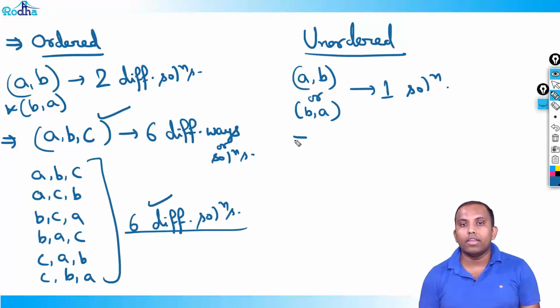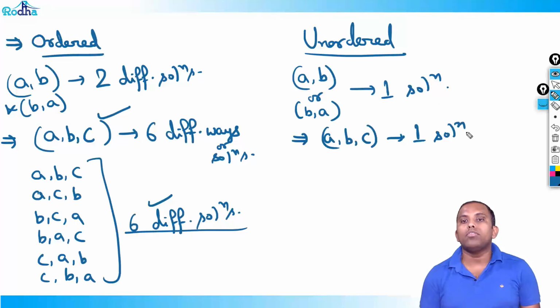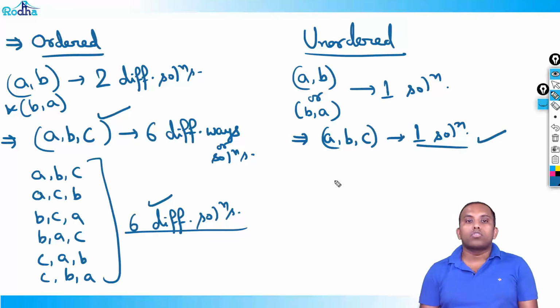So in ordered, ABC will be counted as 6 different solutions. In unordered, ABC will be counted as only one solution, because the order doesn't matter. A comma B comma C or B comma C comma A or C comma A comma B are all single. I hope you know that these 6 different ways are directly written as 3 factorial, which is 6.